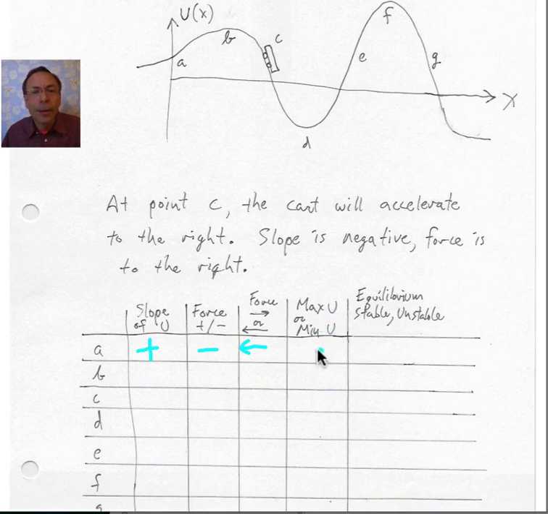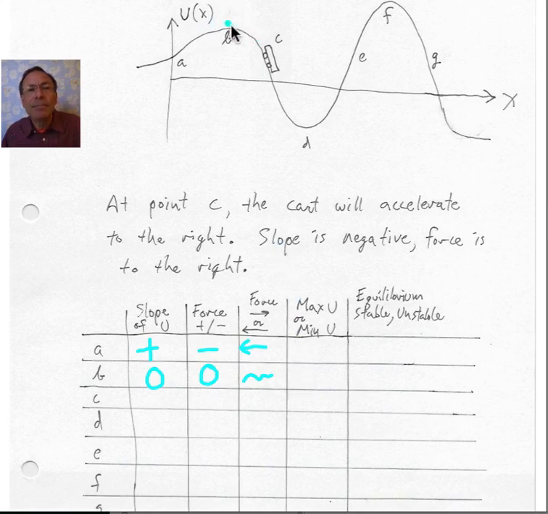All right. Now let's take a look at B. What is the slope right here? I didn't do a very good drawing, but let's say that we're right at the very top. At that place, the slope is 0. Now the force is the negative of the slope, so it's 0. And the force is neither to the right or to the left, so it doesn't really matter.